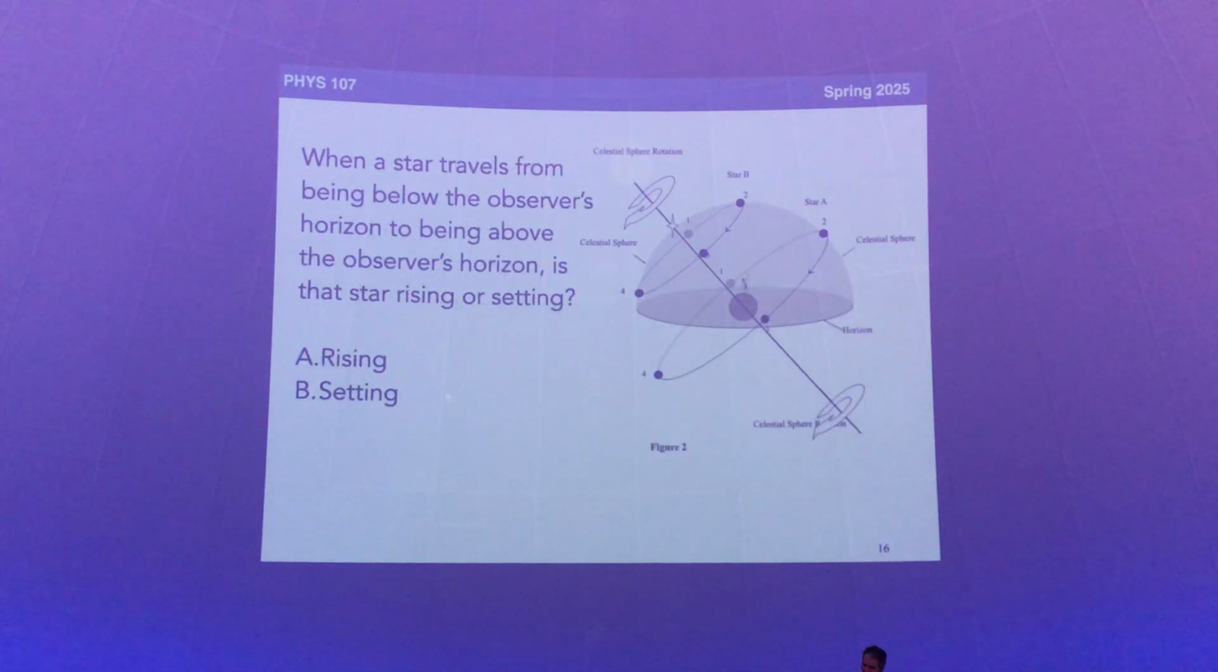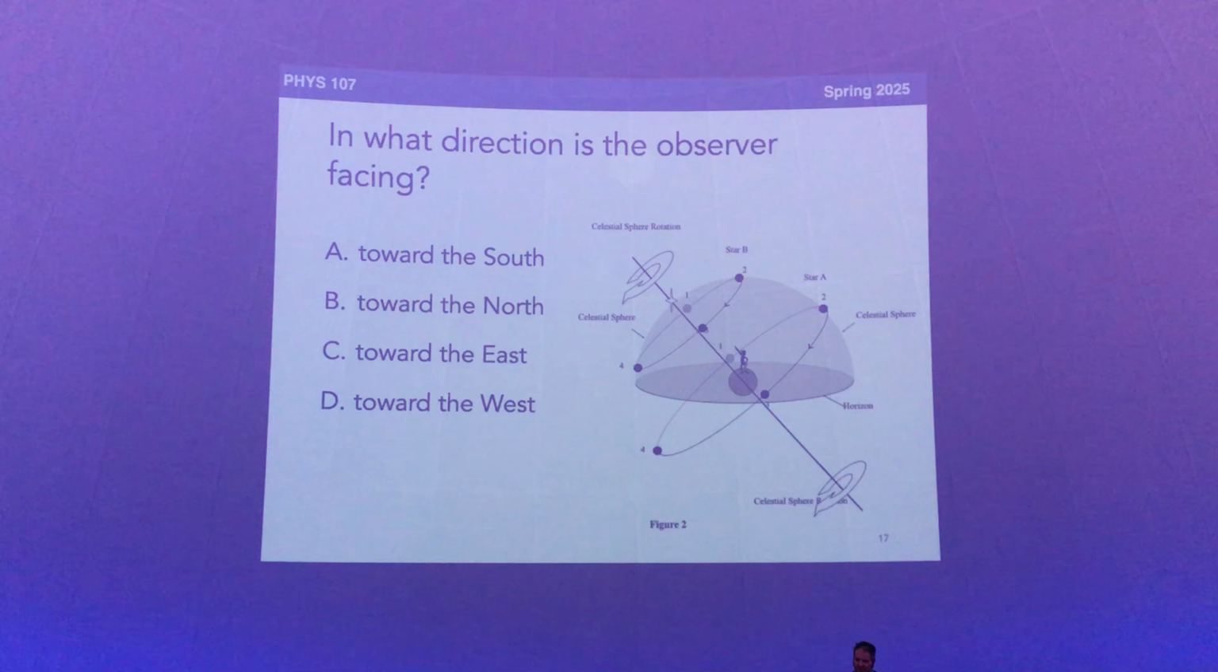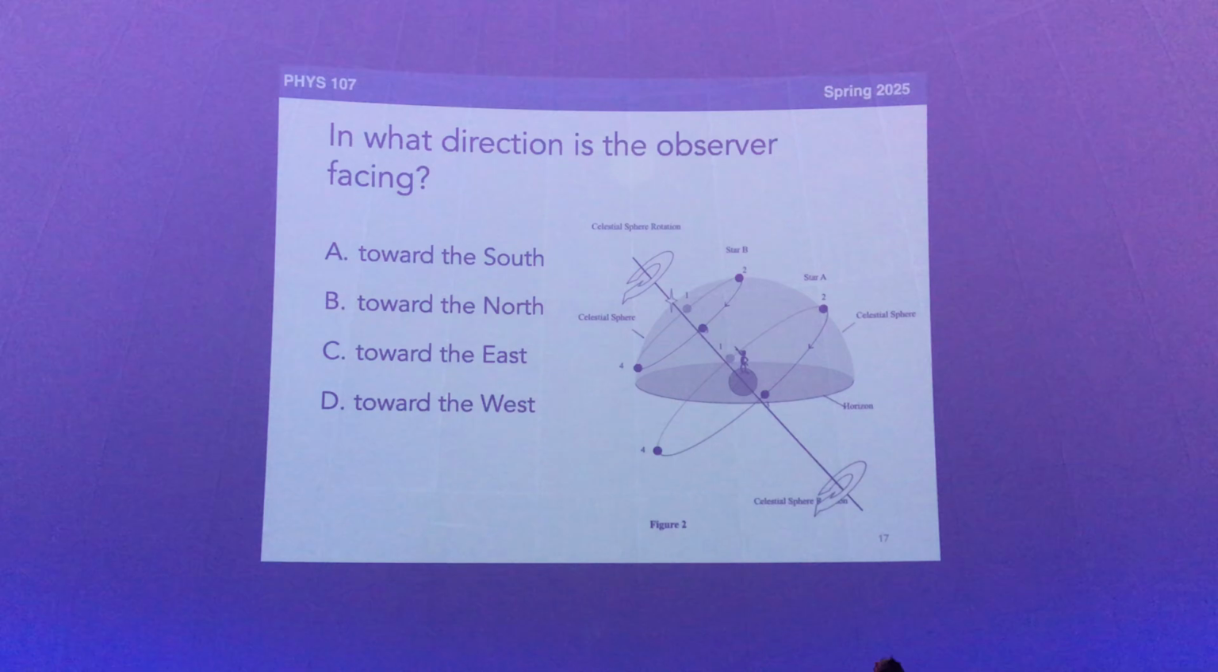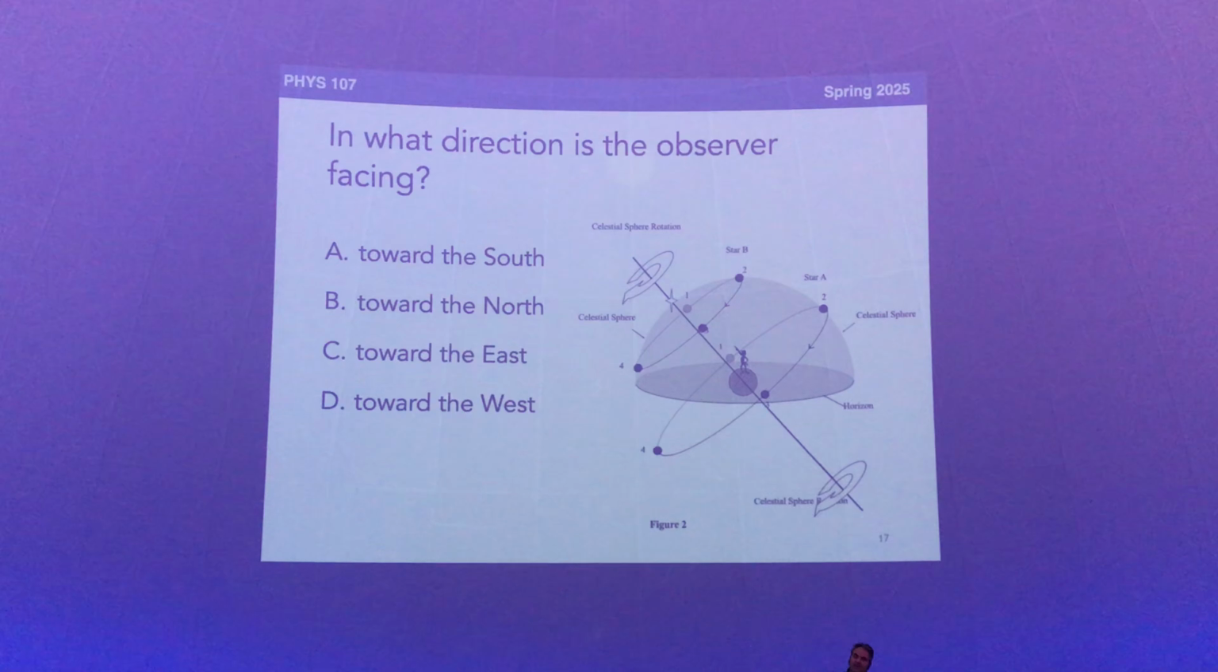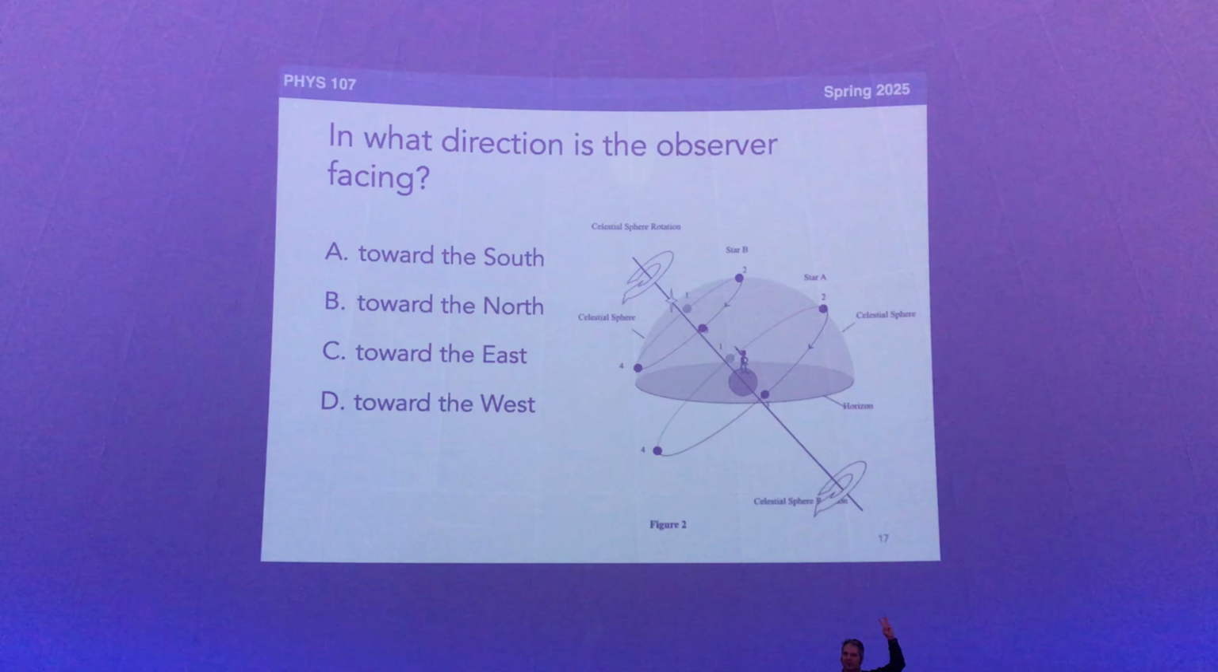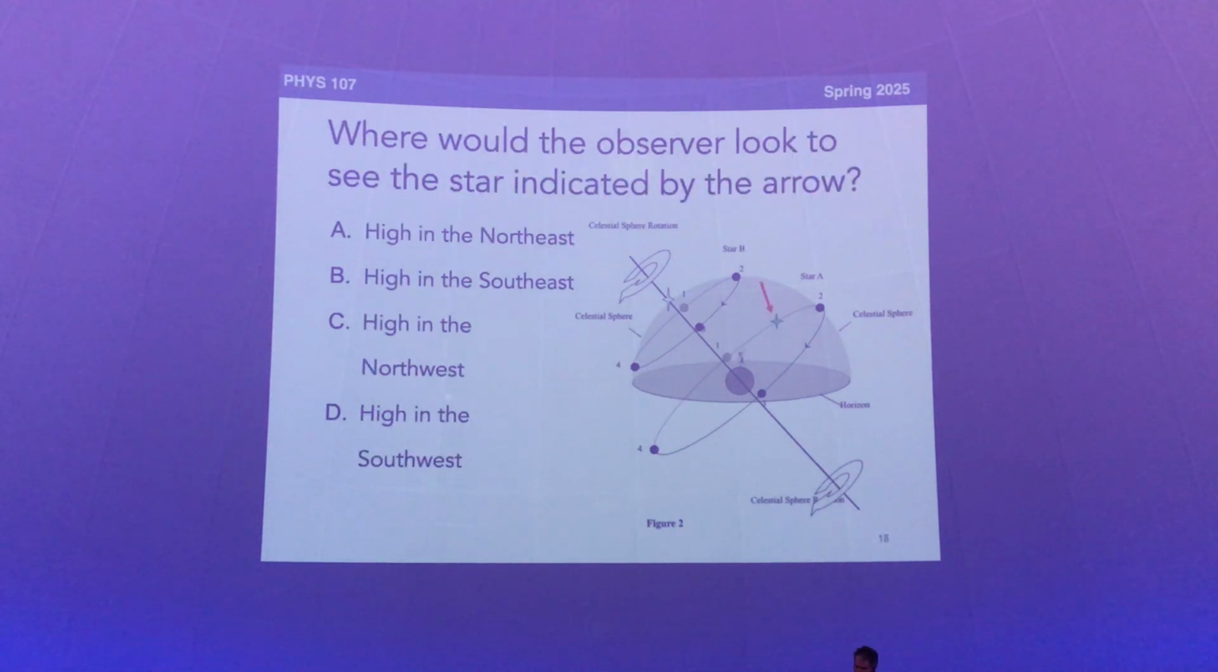Fantastic. Yes. When a star travels from being below the observer's horizon to being above the observer's horizon, is that star rising or setting? 1, 2, 3. Yes. Star rises. And so in this case, see which way this guy's pointing. What direction is the observer facing? Towards the south, towards the north, towards the east, or towards the west? What does he look like he's facing towards? 1, 2, 3. Yeah, he's facing north.